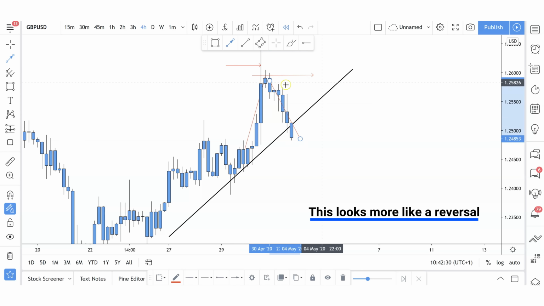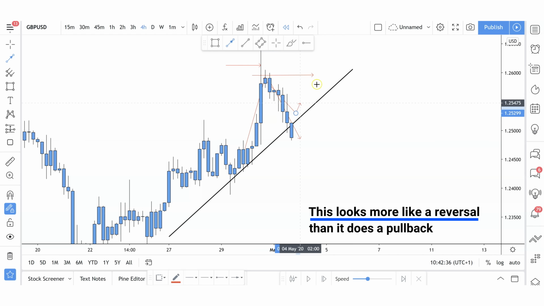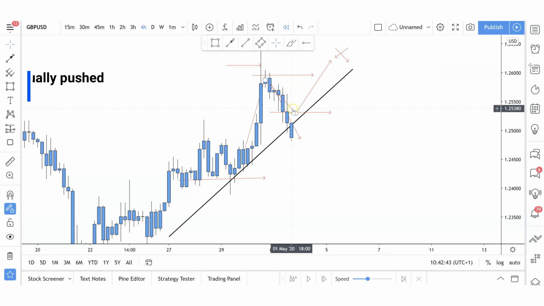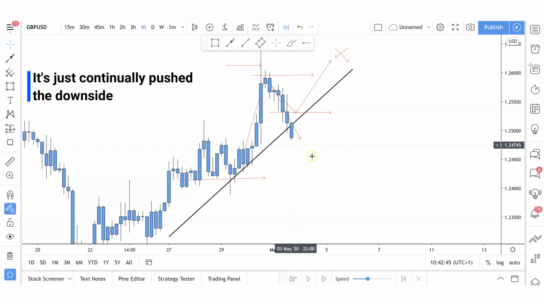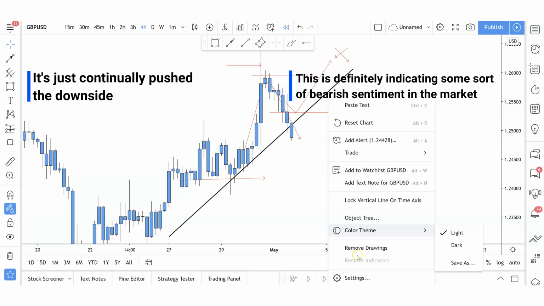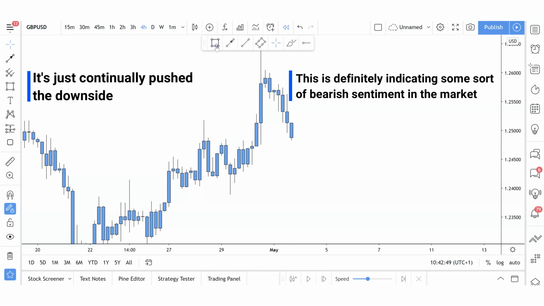This looks more like a reversal than it does a pullback because the market will usually pull back, move up, create some sort of levels, and then make the new high. At this moment in time, it hasn't done that. It's just continually pushed the downside. So this is definitely indicating some sort of bearish sentiment in the market.